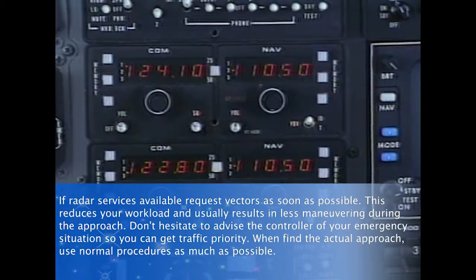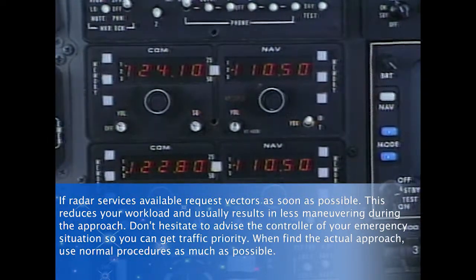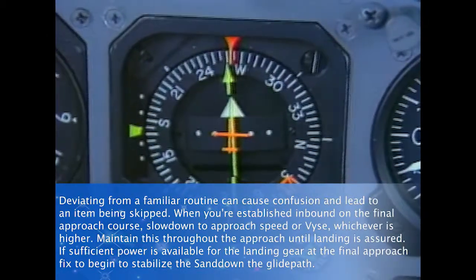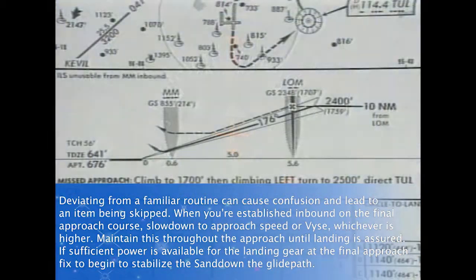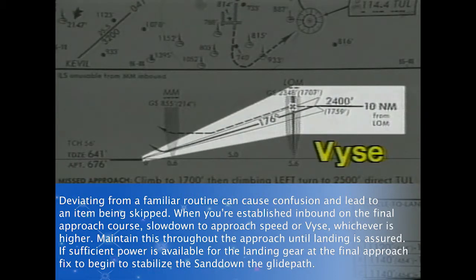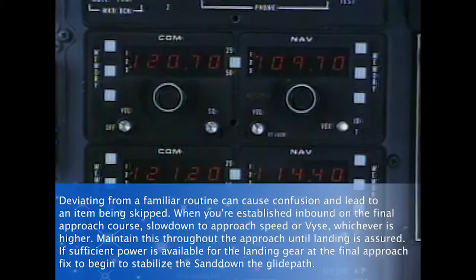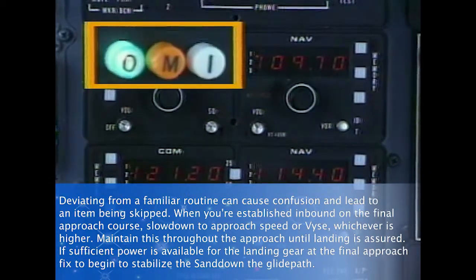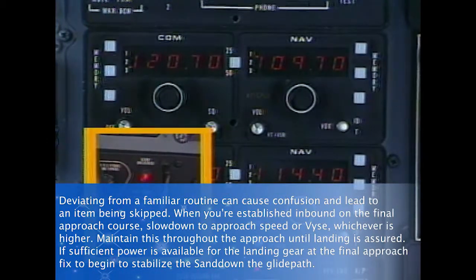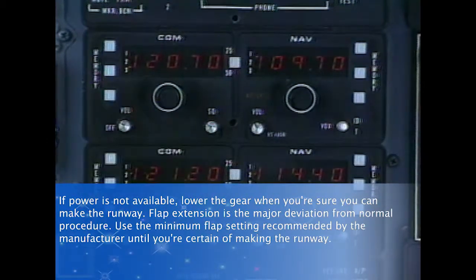When flying the actual approach, use normal procedures as much as possible. Deviating from a familiar routine can cause confusion and lead to an item being skipped. When you're established inbound on the final approach course, slow down to approach speed, or VYSE, whichever is higher. Maintain this throughout the approach until landing is assured. If sufficient power is available, lower the landing gear at the final approach fix to begin a stabilized descent down the glide path. If power is not available, lower the gear when you're sure you can make the runway.